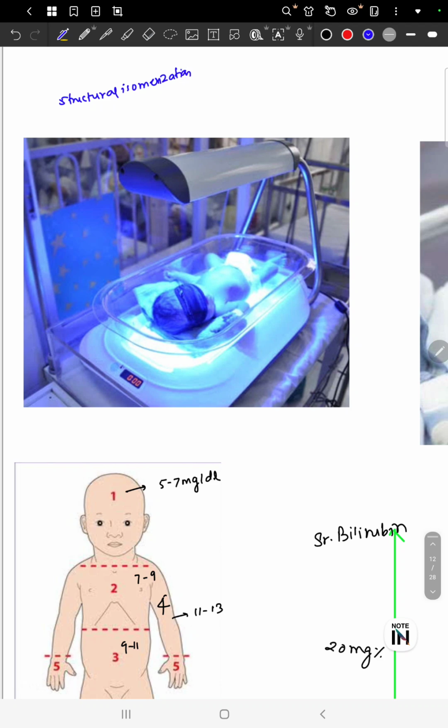Then what is the wavelength that is used? The wavelength used is 460 to 490 nanometers. Nowadays LED lights are also used. Now, when will you consider it to be effective?